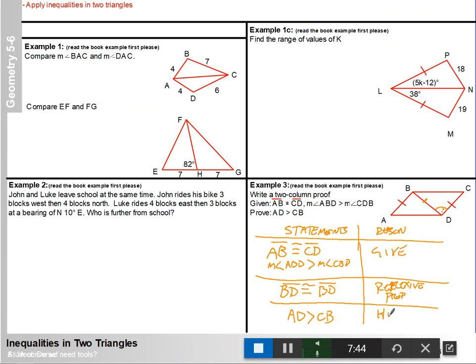And again, that's the Hinge theorem. And there we go.